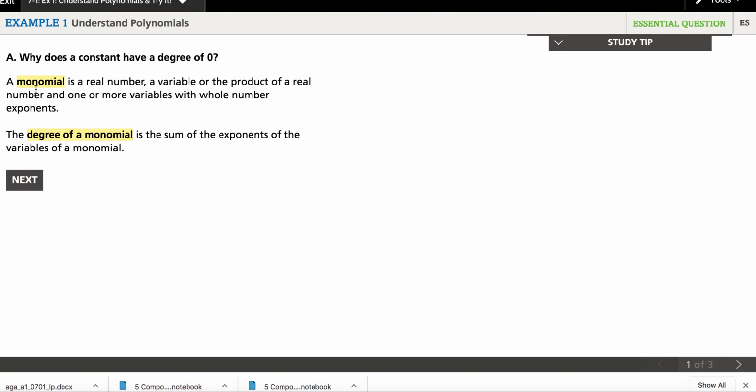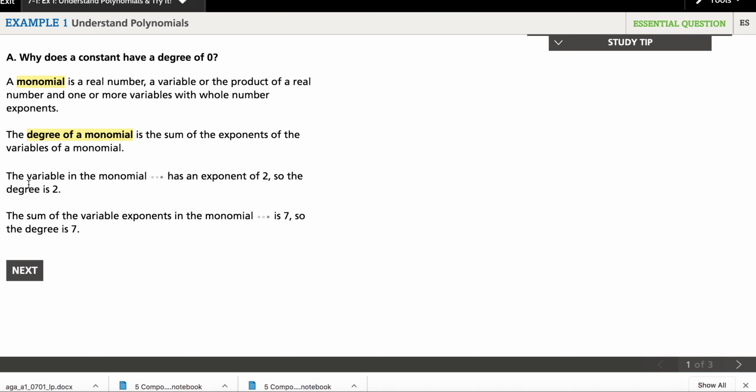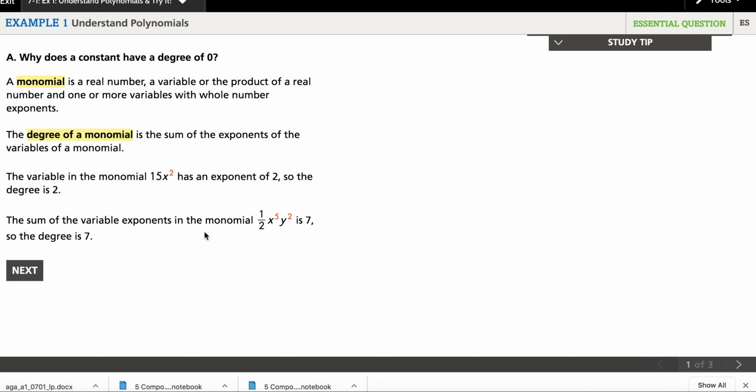There are so many words and you're going to get confused for now, but when you put it in context with the numbers and variables, it will make more sense to you. Now, the variable in the monomial 15x squared, so we call this a monomial, has an exponent of 2. As you see here, the variable x has an exponent of 2. So the degree is 2.